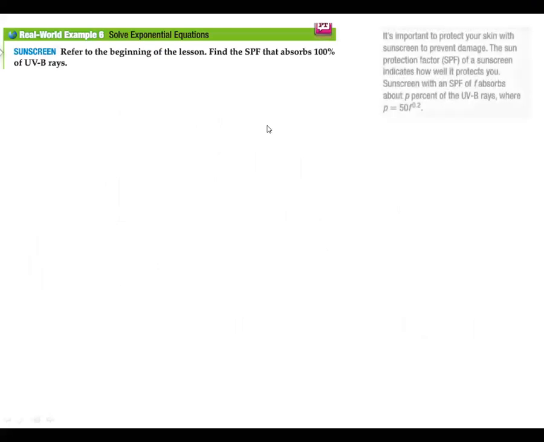All right, so remember at the beginning of the lesson, we talked about the SPF formula. I want to find the SPF that absorbs 100% of UVB rays. So remember, the equation was P equals 50 times F to the 0.2 power, which I know is not a fraction, but 0.2 is the same as 1/5. So we're going to rewrite it as a 1/5 exponent in a minute.